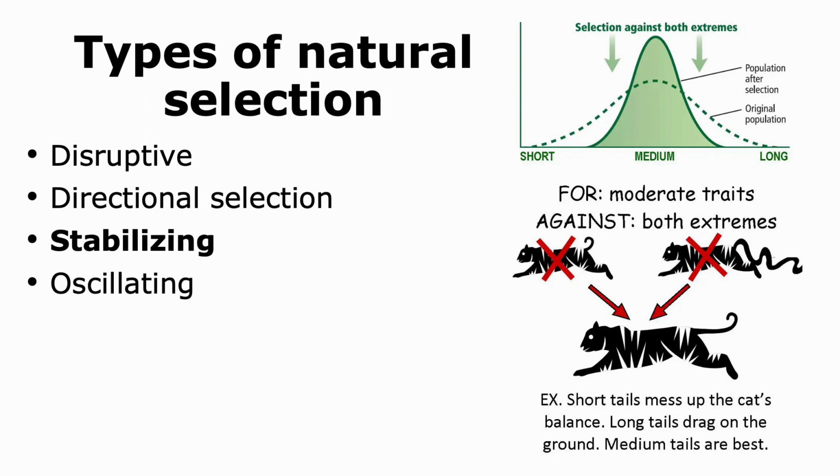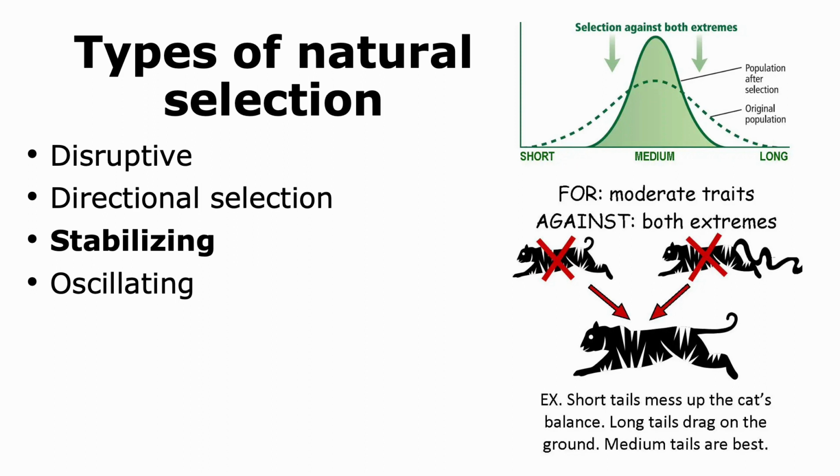Another type of selection is stabilizing selection. Let us take an example of a cat's tail. In this case, it turns out that you can have a population of cats that have varying tail lengths. However, there is a certain selection pressure that comes in that allows the tail of medium length to be selected for.